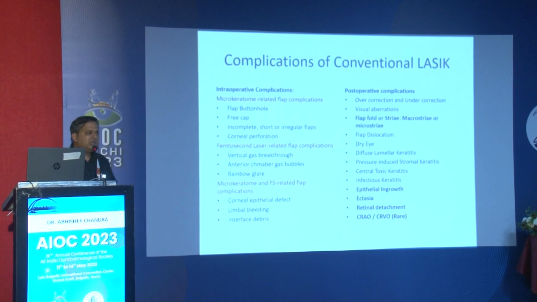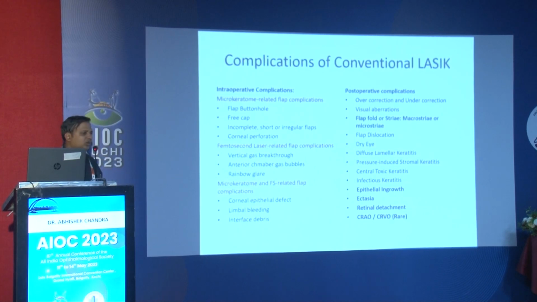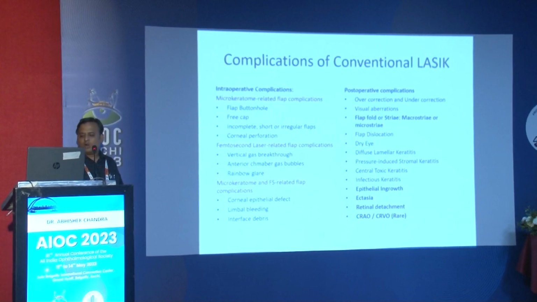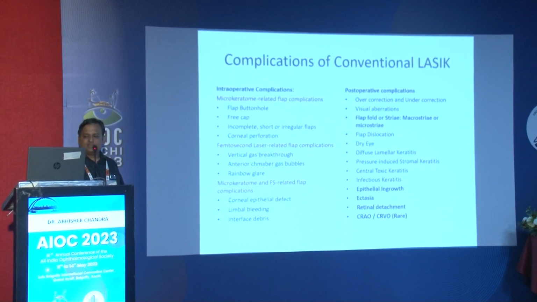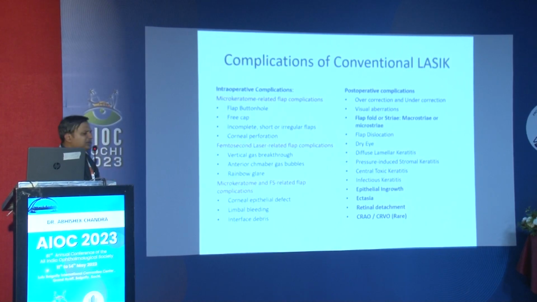Then one of the very important things is epithelial ingrowth, which I have seen in many patients, that after some time the epithelium grows inside the flap, and then you have to either reposit the flap and clean it over, or you have to just wash it, and sometimes it recurs again. There can be ectasia, and then there can be very rare complications such as retinal detachment.